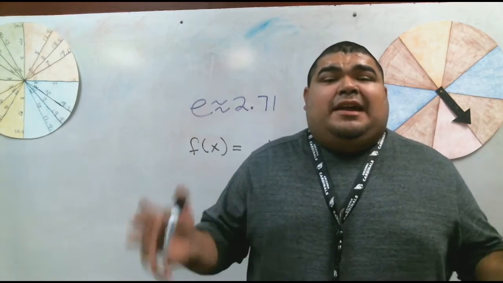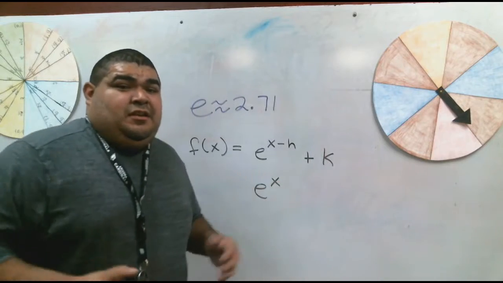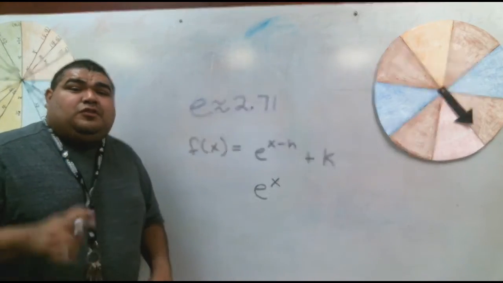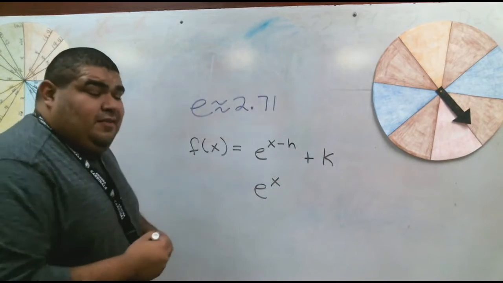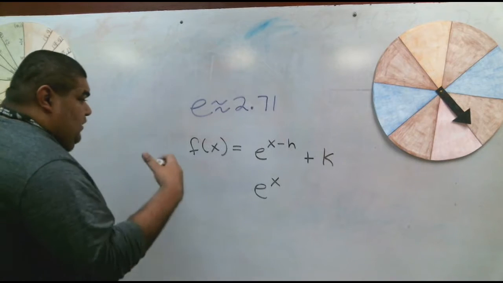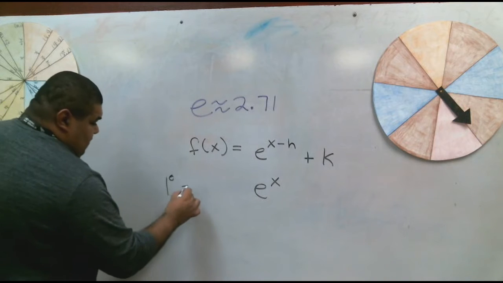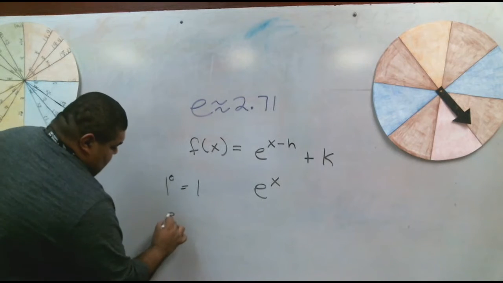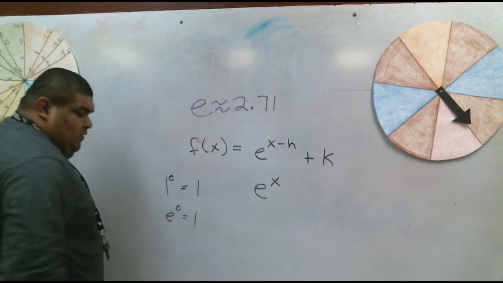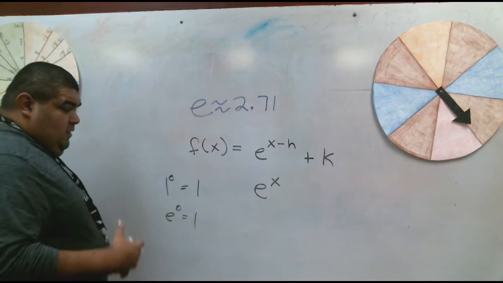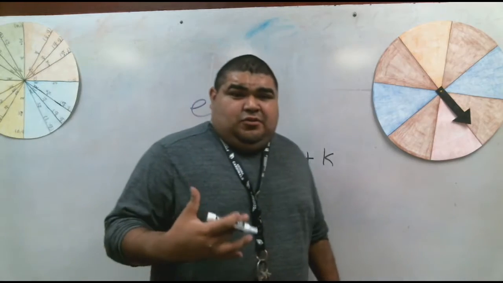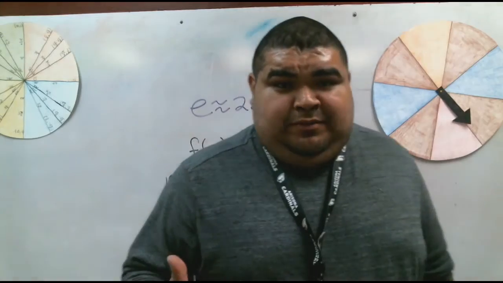Keep in mind that when it comes to any variable, it could be i, it can be e, it can be x, or even a number, anything to the 0 power is just 1. So 1 to the 0 power equals 1. E to the 0 power equals 1. Anything to the 0 power is just 1.